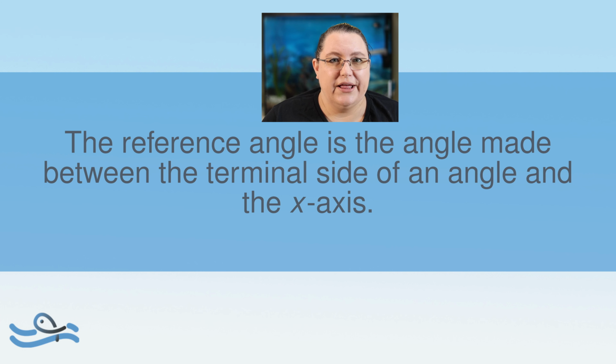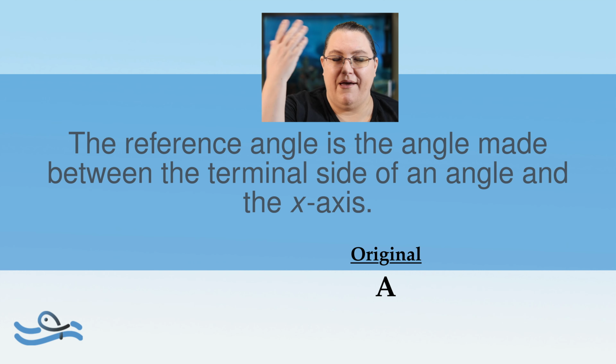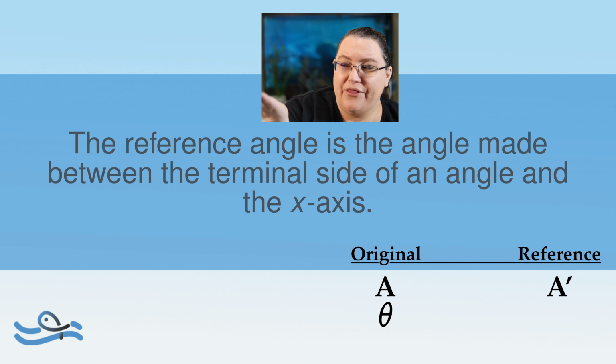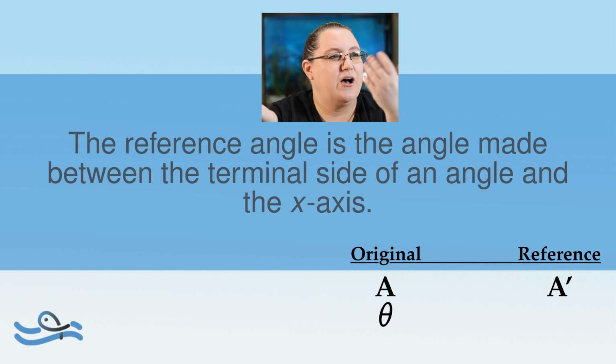A reference angle is an angle made between the terminal side of our original angle and the x-axis. So we're looking for the acute angle made between our original angle and a horizontal line. Sometimes we denote our reference angles with a special accent mark called prime. So if our original angle was angle A, our reference angle will be called A prime. And if our original angle was called angle theta, then our reference angle will be called theta prime.